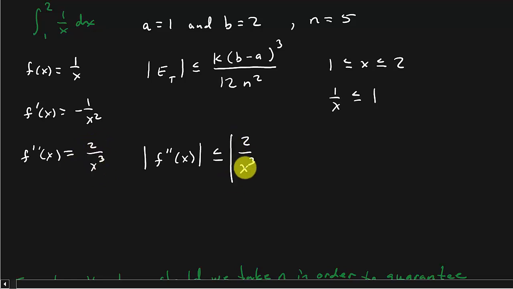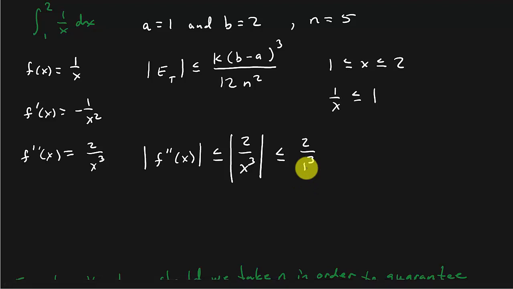Now, I'm sorry, absolute value, which is less than or equal to what? 2 over 1 cubed. You see that? Now, why did I use 1? How come I didn't use 2? Or how come I didn't use 1.5? Well, because plugging the 1 in is going to give me the largest value of this function here.